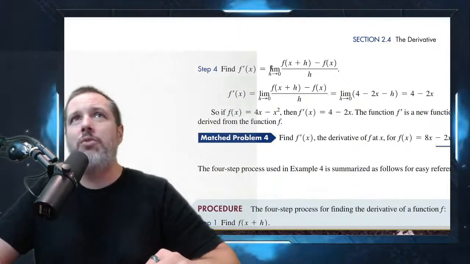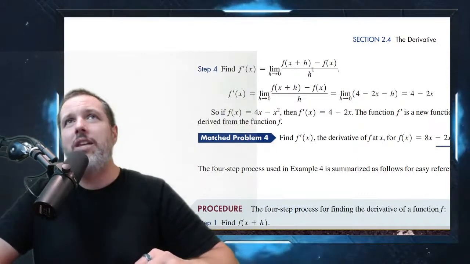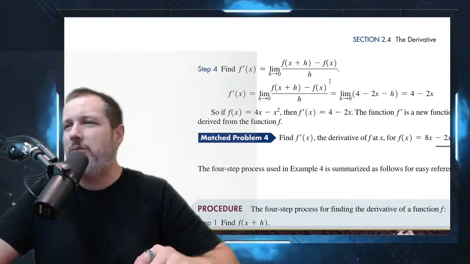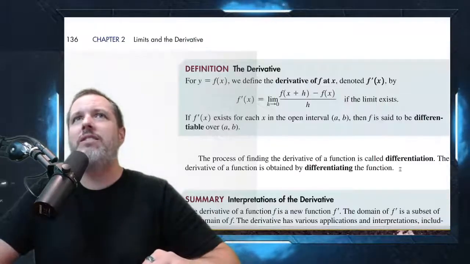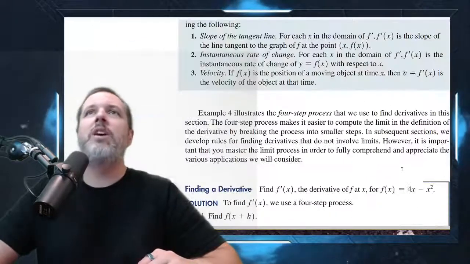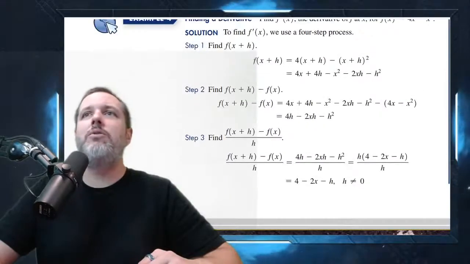Taking the limit and sending h to 0 can be a little tricky for people at first, but once you see how to do it, you're like, oh, that's actually pretty easy. I don't really like this example they do here.